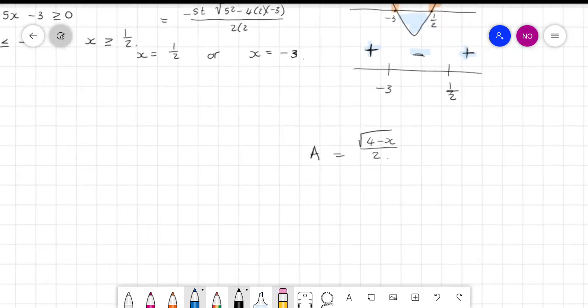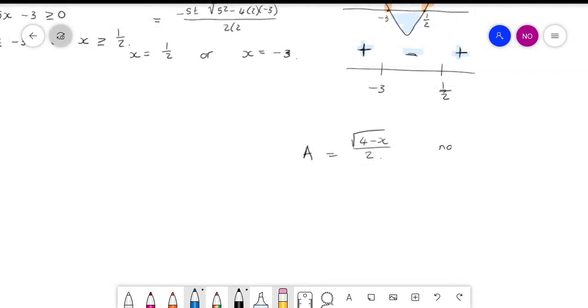And then they're asking you, for which values of x will it have non-real roots? You don't have to go and use your nature of the roots now.